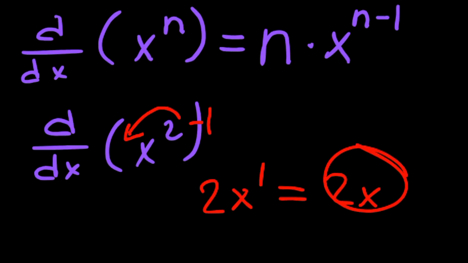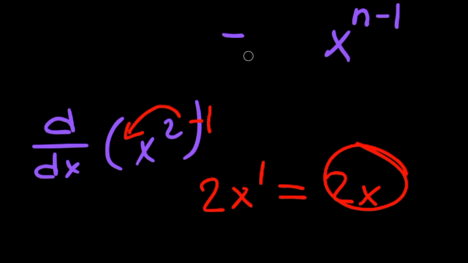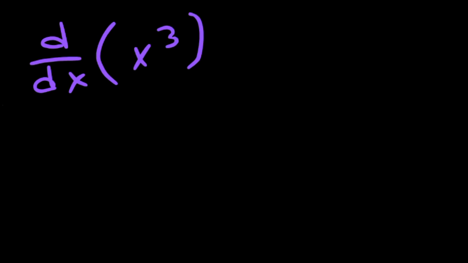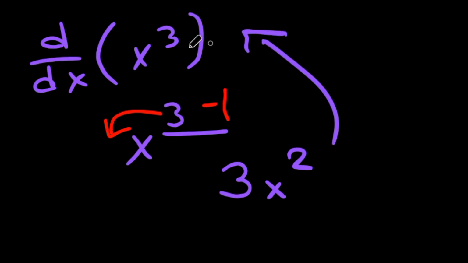Now let's work on a few more difficult problems, let's say, just to train our brains. Alright, so now let's differentiate x cubed. Again, same process here. I'm going to go in with x cubed, and I'm going to bring the 3 to the front and leave minus 1 behind. So 3 going to the front, that's going to give us 3x, and then 3 minus 1 is 2. So the derivative of x cubed is going to be 3x squared.